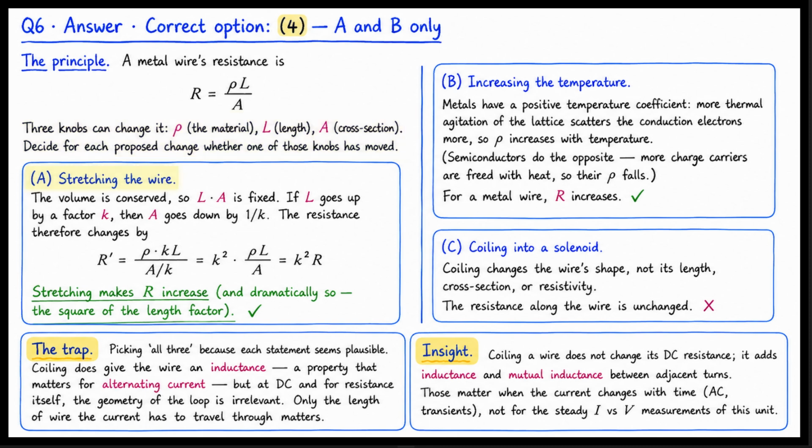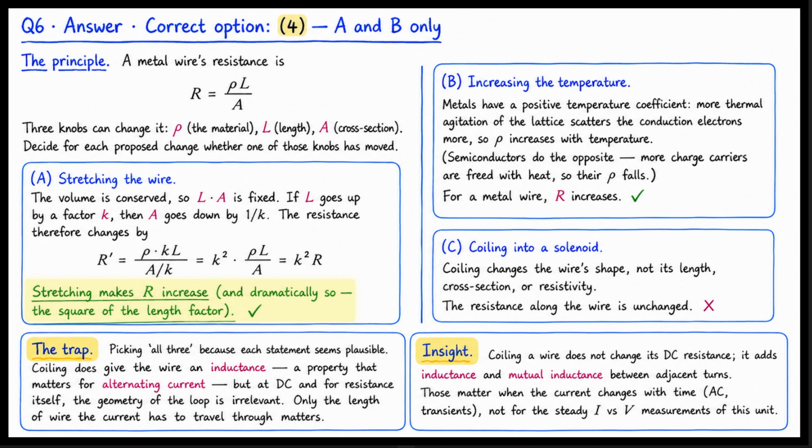Statement A. Stretching a wire. The wire's volume is conserved during stretching, so L times A is constant. If we stretch by a factor K, that is, the length becomes KL, then the cross-section shrinks to A/K. Substituting into R equals ρL/A, the new resistance is ρ times KL divided by A/K, which equals K squared times ρL over A, equals K squared R. Stretching by even a small factor raises R by its square.